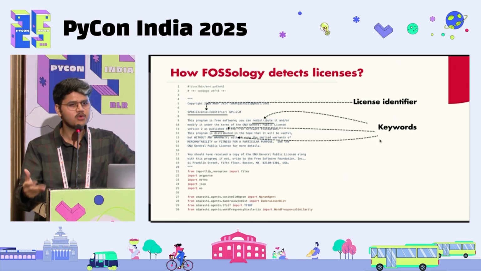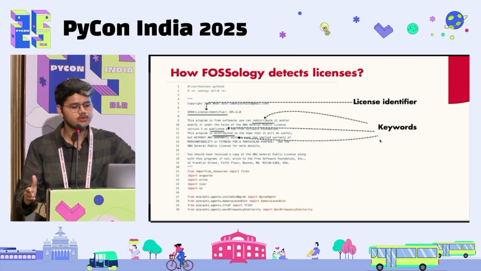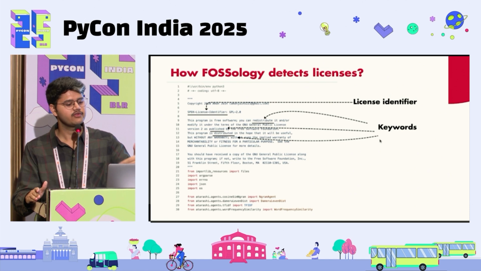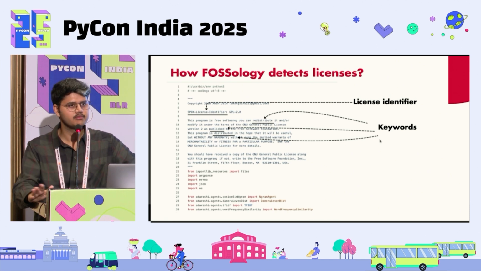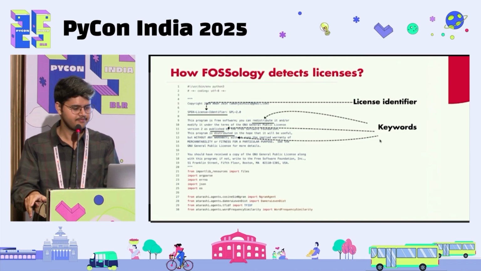On the other hand, Nomos is another famous agent which also works on the rule-based approach. It searches for a particular set of keywords like redistribute, publish, and all that, and it classifies the file as belonging to a particular license using that format.